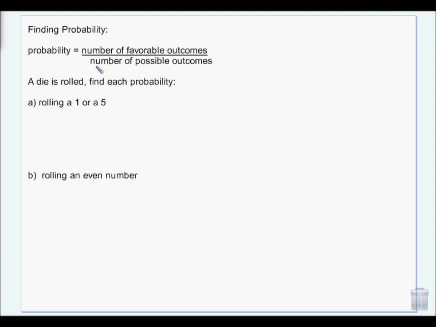Okay, if you want to calculate the probability, you take the number of favorable outcomes and you put that over the number of possible outcomes, okay? So if we take that one die again, there are 6 possible outcomes, right? Because there are 6 sides, and you could roll a 1, 2, 3, 4, 5, or 6.